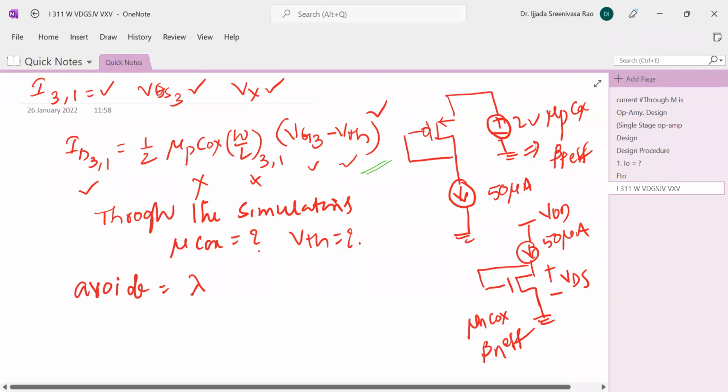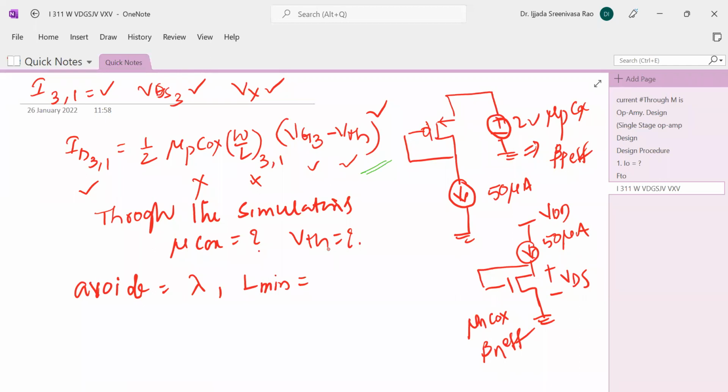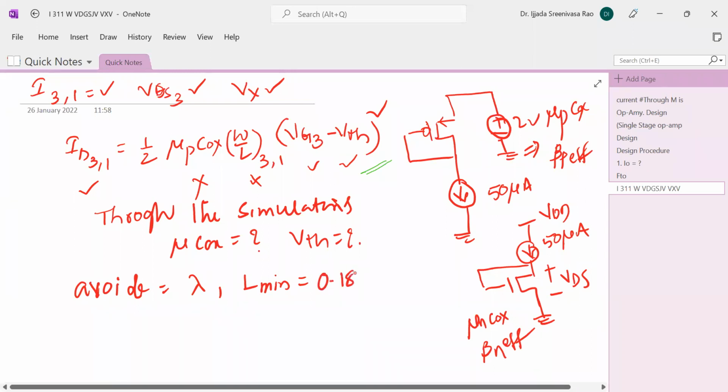Channel length modulation. And L is equal to, take L minimum, how much is it? L minimum is equal to, because it's a 180 nanometer technology, L minimum value is 180 nanometers. That means 0.18 micrometers. So I will choose the L value more than this L minimum value. It should be greater than L minimum, so I can choose this value as 1 micron. Okay.